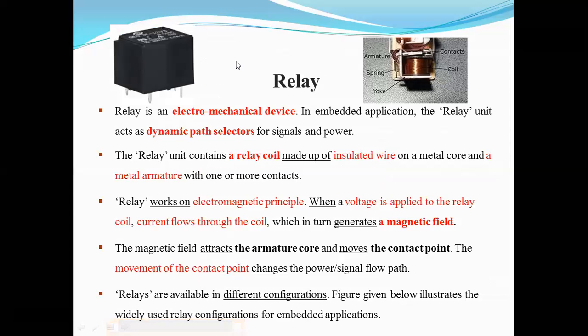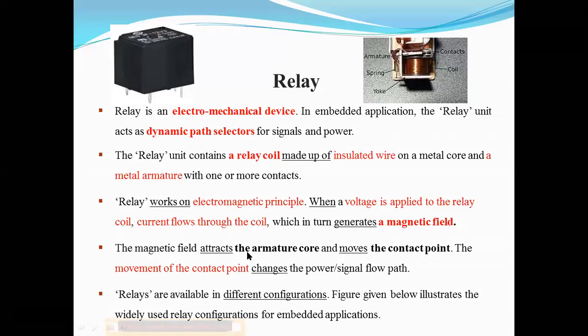Okay, next we will see what these relays are. A relay is also acting as an output device here. What is it doing? Basically, a relay is an electromechanical device, right? How is it made up? It is made up of a coil inside. When a voltage is applied to the coil, what happens? The current will start flowing through it, and it will also generate a magnetic field.